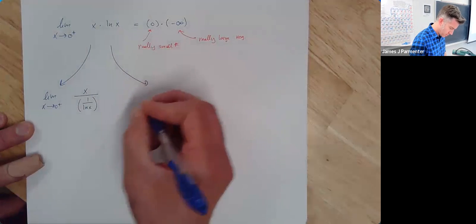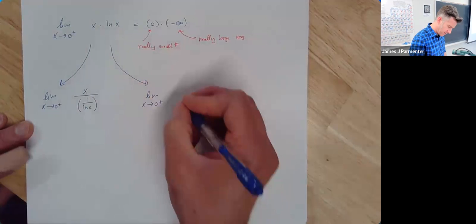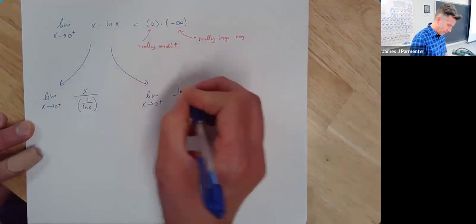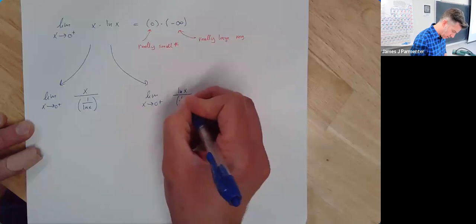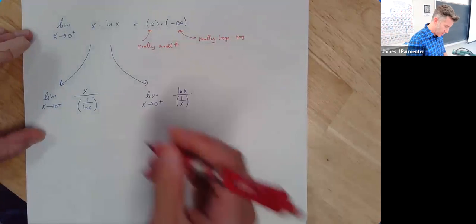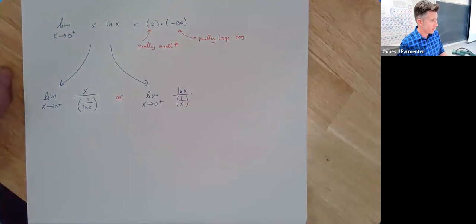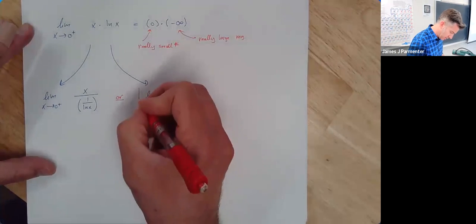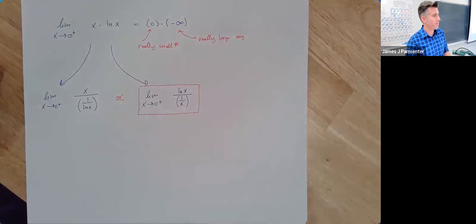Or we could do it as the limit as x goes to 0 from the right, leave the natural log of x on top, and rewrite the x in the denominator as its reciprocal, 1 over x. And usually the idea here is to make it so that the thing you're putting in the denominator is the simpler thing. So we should definitely be taking this one.